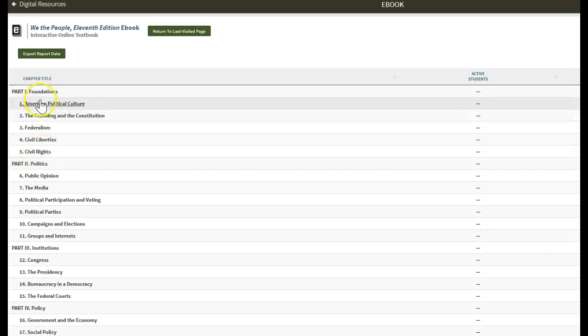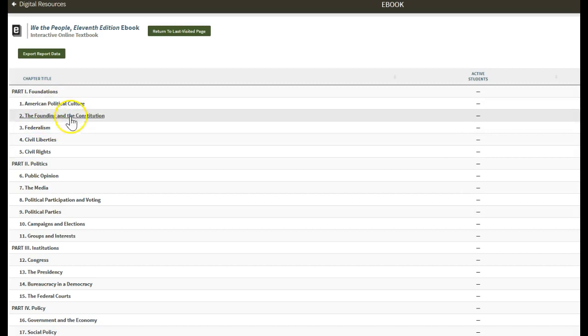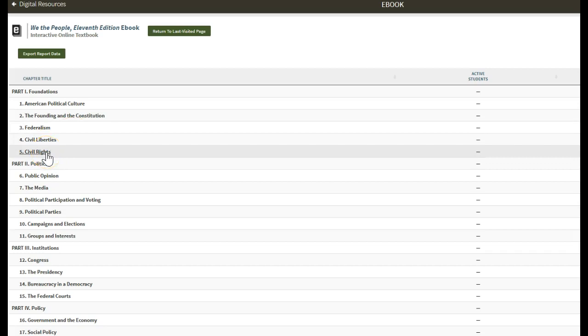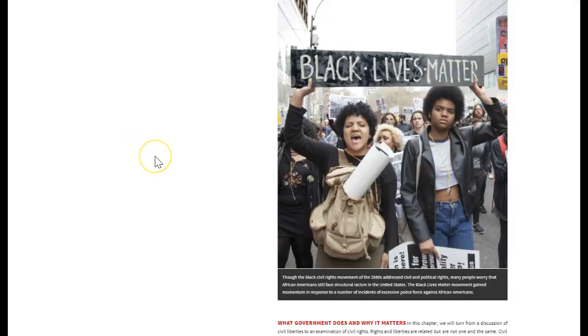This kind of jumped out at me because it's talked about foundations, and it just puts civil rights right there, and didn't seem to be part of foundations so much because of the civil rights movement happening almost 200 years after the founding of the country. So I wanted to take a look at this, and wouldn't you know, all of a sudden it has a Black Lives Matter picture. I mean, this is just insane.